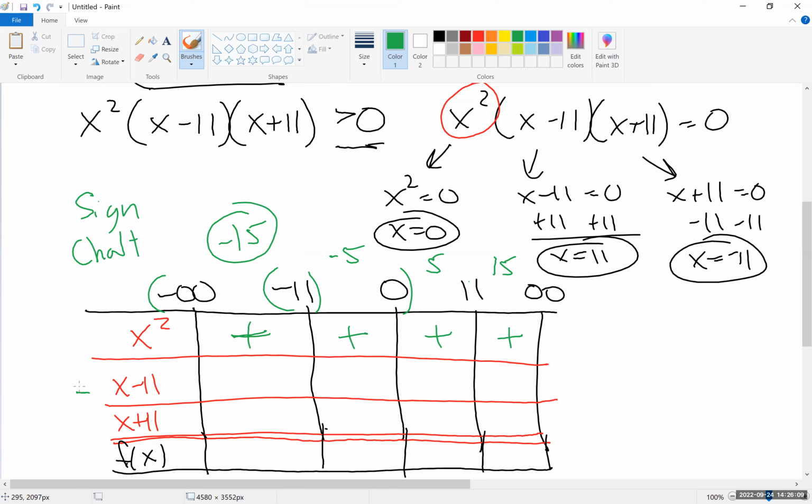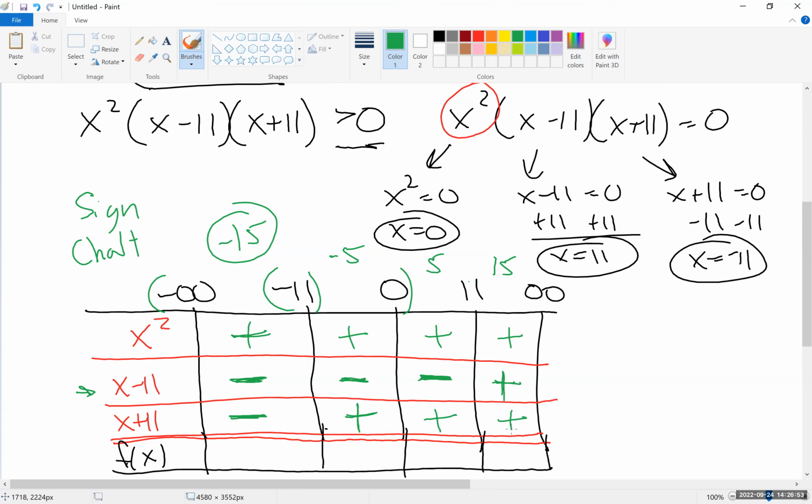On the second row here, negative 15 minus 11. Well, it's negative 26, but we don't care that it's negative 26. We just care that it's negative. And negative 5 minus 11, that's negative 16. We don't care that it's negative 16. If you know that it's negative, just write that it's negative. 5 minus 11 is negative 6. Same story here, just care about its sign. 15 minus 11 is positive 4. Negative 15 plus 11 is negative 4, so that's negative. Negative 5 plus 11, that's positive 6. And 5 plus 11 is positive, and 15 plus 11 is positive.